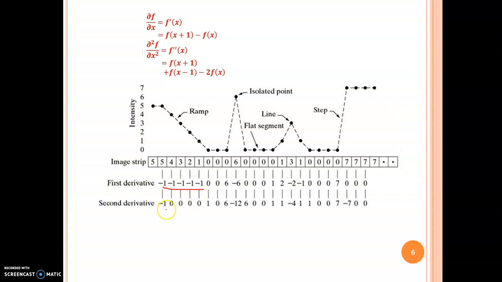Then you consider the second order derivative, you can see at the onset of the ramp you are having a non-zero value. Similarly, at the end of the ramp you are having a non-zero value. So through the ramp the value will be 0.